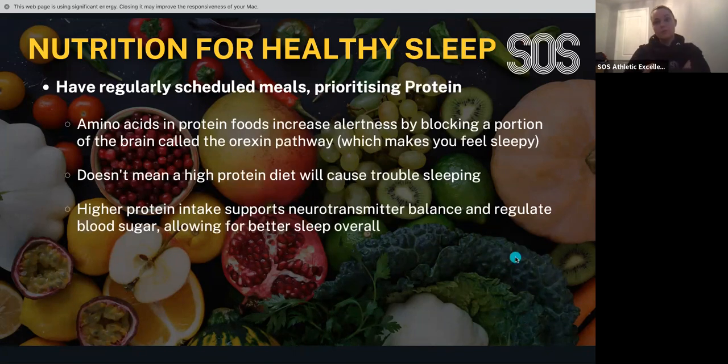So, things you can do with food. Having regularly scheduled meals, obviously always prioritizing protein. And why we want to do this is because there are amino acids in protein-rich foods, and they can increase alertness by blocking a portion of the brain called the orexin pathway, which apparently is the pathway that makes you feel sleepy.